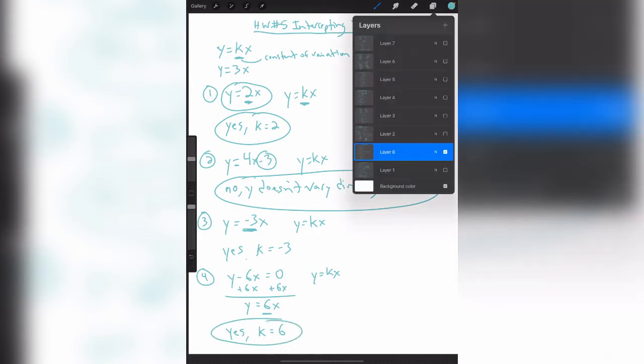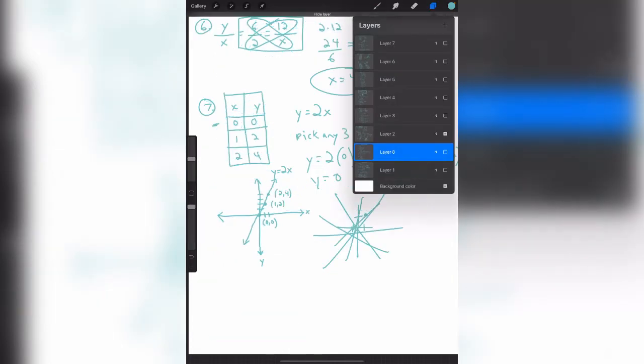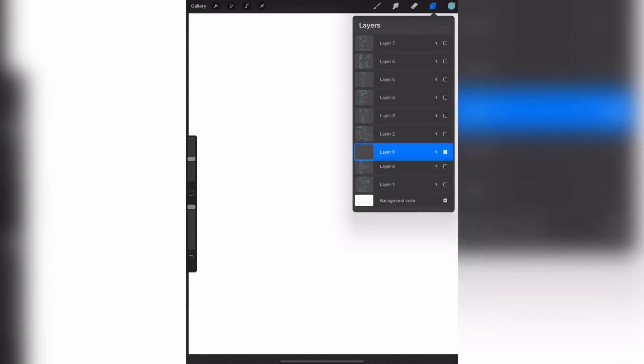All right, moving on. It says for numbers 5, 6, and 7, y varies directly with x. We don't even have to guess. It just tells us there's direct variation. Use a proportion to solve. All right, so I'm going to use a proportion to solve.